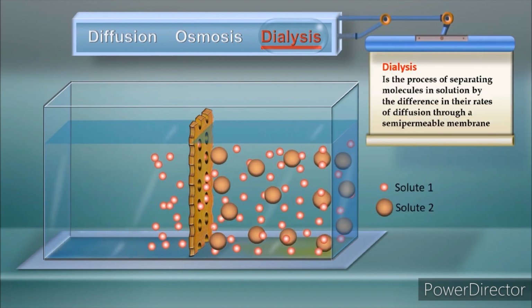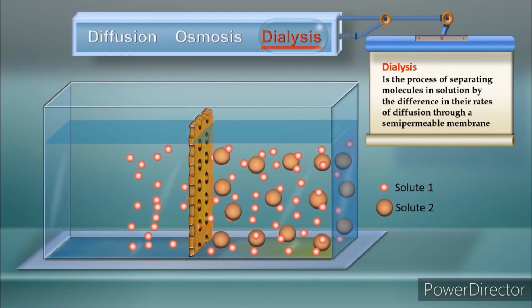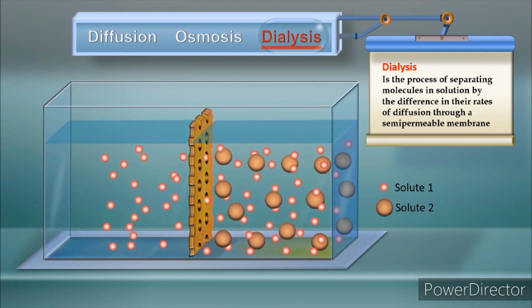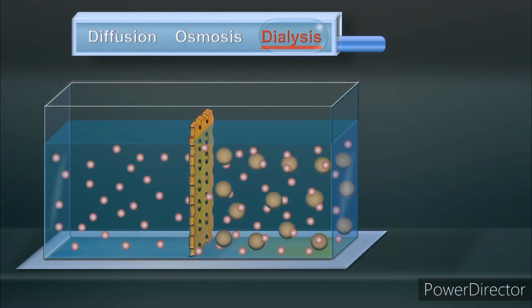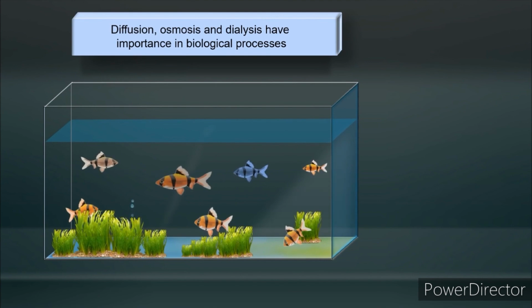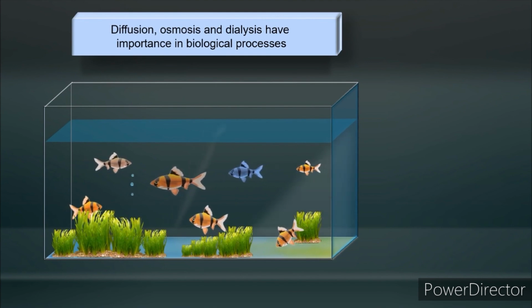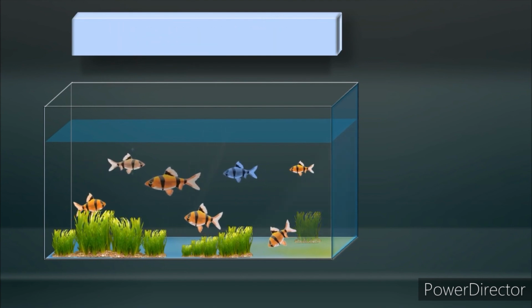Finally, dialysis is the process of separating molecules in solution by the difference in their rates of diffusion through a semi-permeable membrane. This happens due to different sizes of solutes, which is measured in Daltons. Diffusion, osmosis, and dialysis have importance in biological processes.